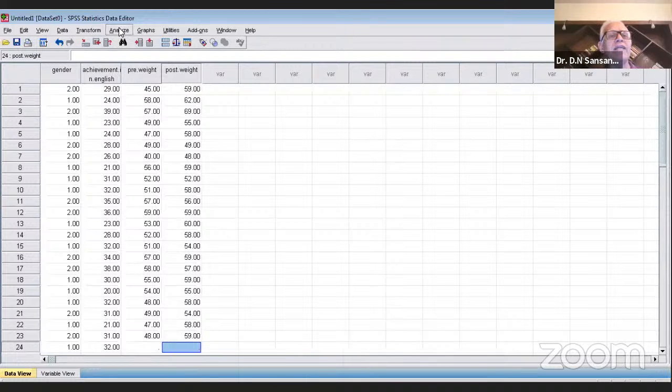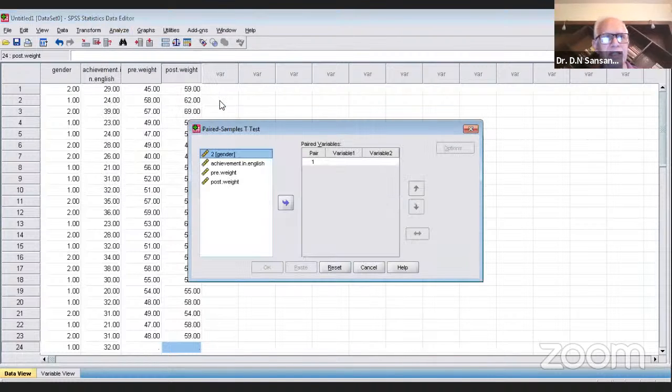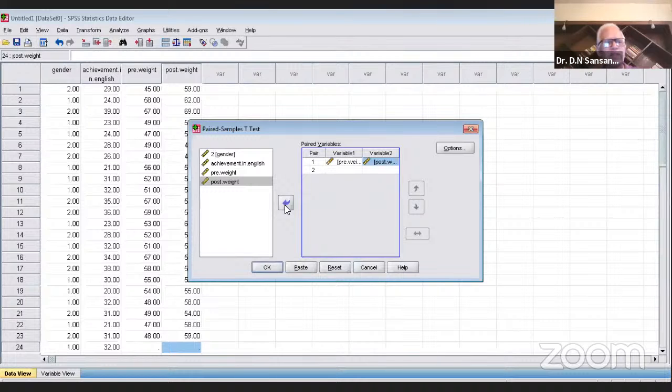Now I go to Analyze and I go to Compare Means. And here you can find paired samples t-test. This is important. So I go to the paired samples t-test. Now here I have the pre-weight, so I can shift the pre-weight, and then I have the post-weight. I shift the post-weight. So I can compare the pre-weight with post-weight, or the post-weight with pre-weight. It does not make a difference, because you can always compare post with pre or pre with post. But you have to take the decision on the basis of the post.